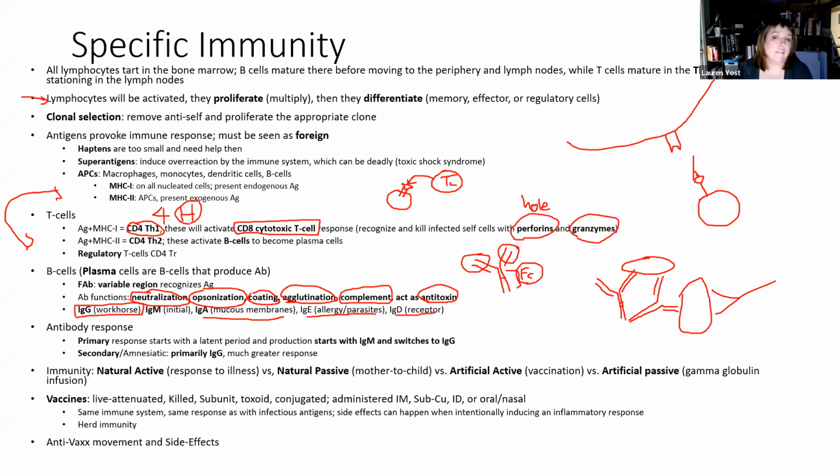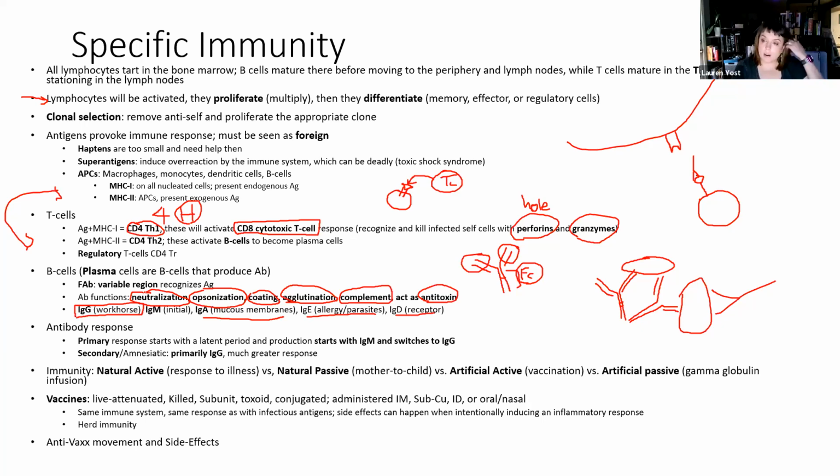But now we have our effector memory, our memory cells, so that whenever we see the thing again, we just activate the memory cell, and they can start cranking out the IgG because they've already gone through all the differentiation and everything. So that's why it can be so fast that you don't even know that you're infected with something.